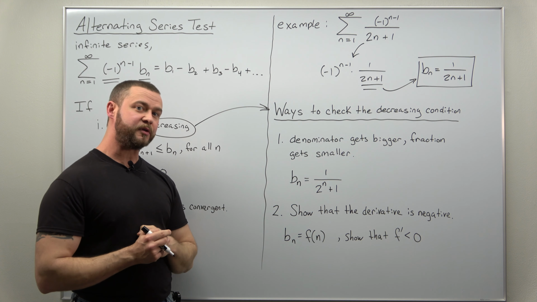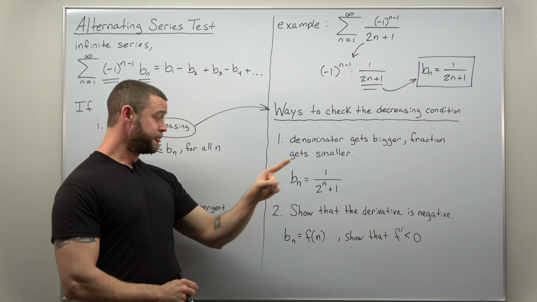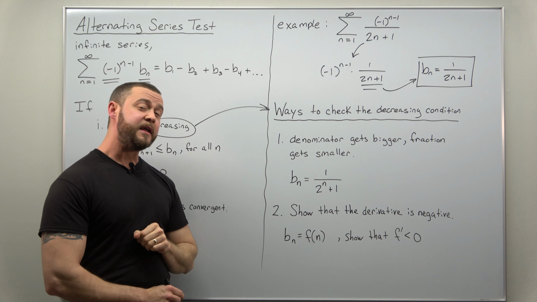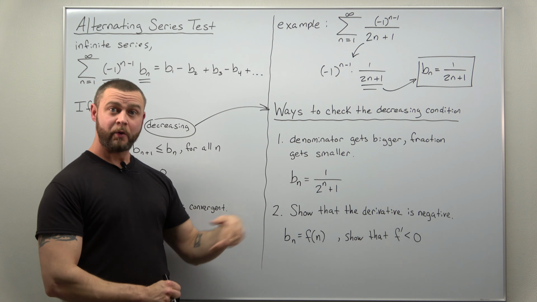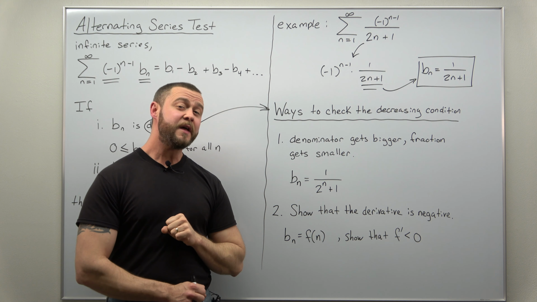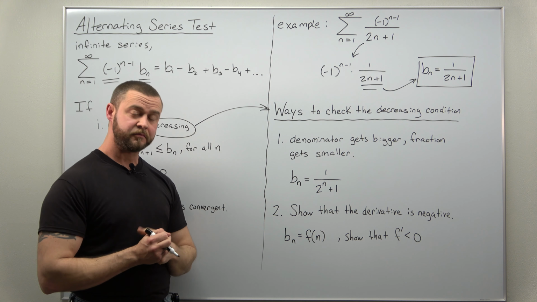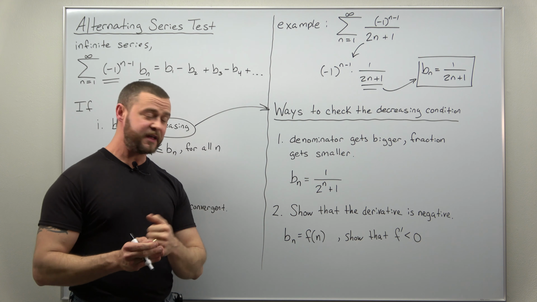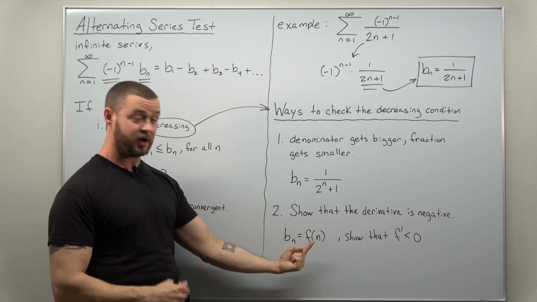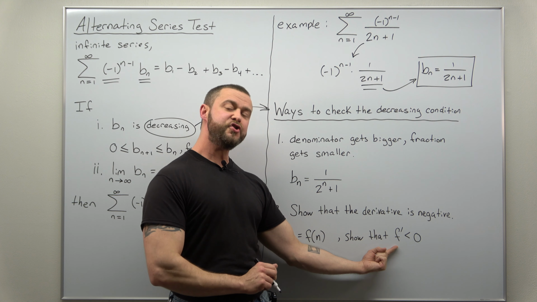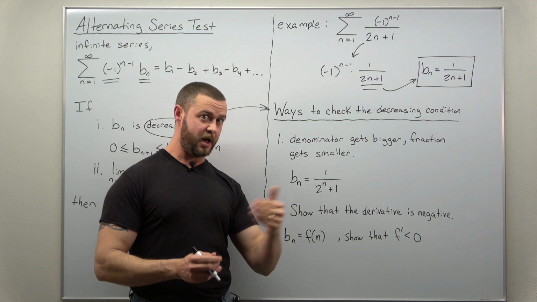Now, there are going to be some examples that have expressions in terms of n in both the numerator and denominator. If that's the case, you'll probably want to show that b sub n is decreasing by showing that its derivative is negative. And that's where some work and justification is needed. If we identify b sub n as being some function of n, just go ahead and show that that function's first derivative is negative for certain values of n and onwards.